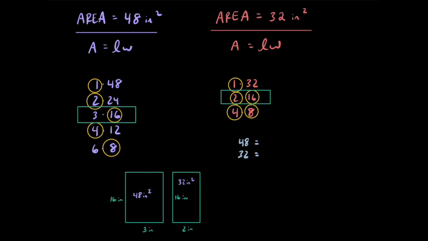Since listing is tedious, let's take a look at using the prime factorization method again here. 48 is the same thing as 2 times 2 times 2 times 2 times 3, and 32 is the same thing as 2 times 2 times 2 times 2 times 2. By multiplying the common prime factors together here, we can see the GCF would be 16. This would be a quicker way to solve this problem.